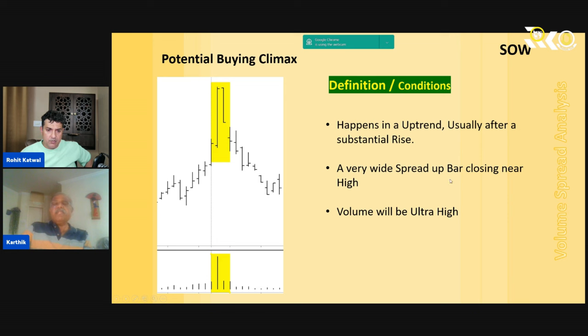It will be a very wide spread up bar closing near the high. It is almost like it opens at the low, has a full up move, and closes near the top, but the volume will be ultra high. It is not even just high, it will be like 3-4 times the average volume. If you look at the last 6 months, this will be the highest volume. You can take 10 or 12 months, but I take the highest volume in 6 months as ultra high volume for the potential buying climax purpose.